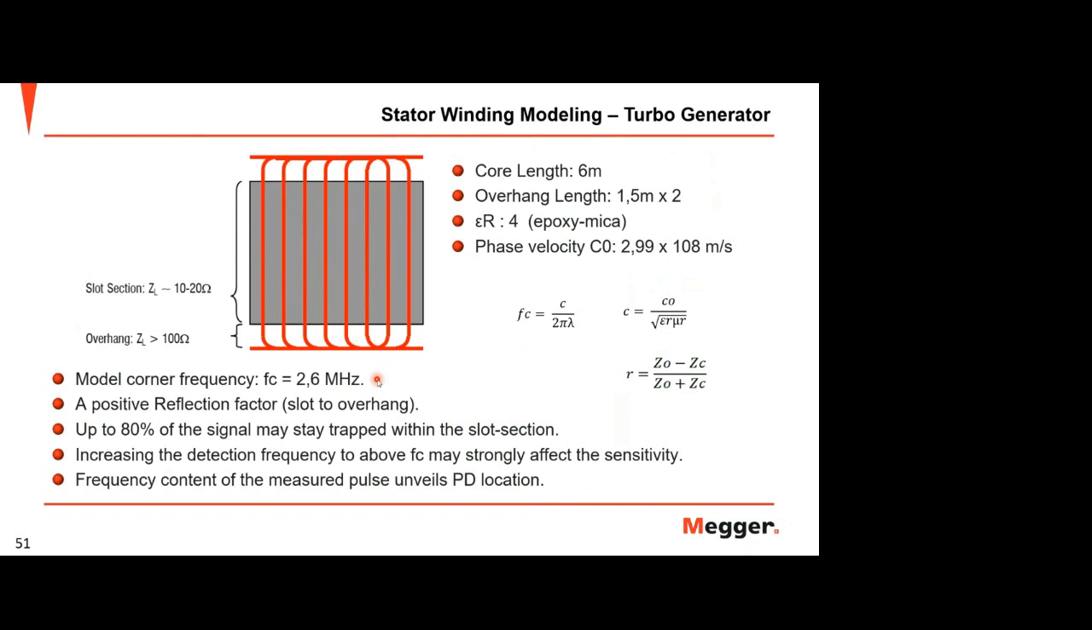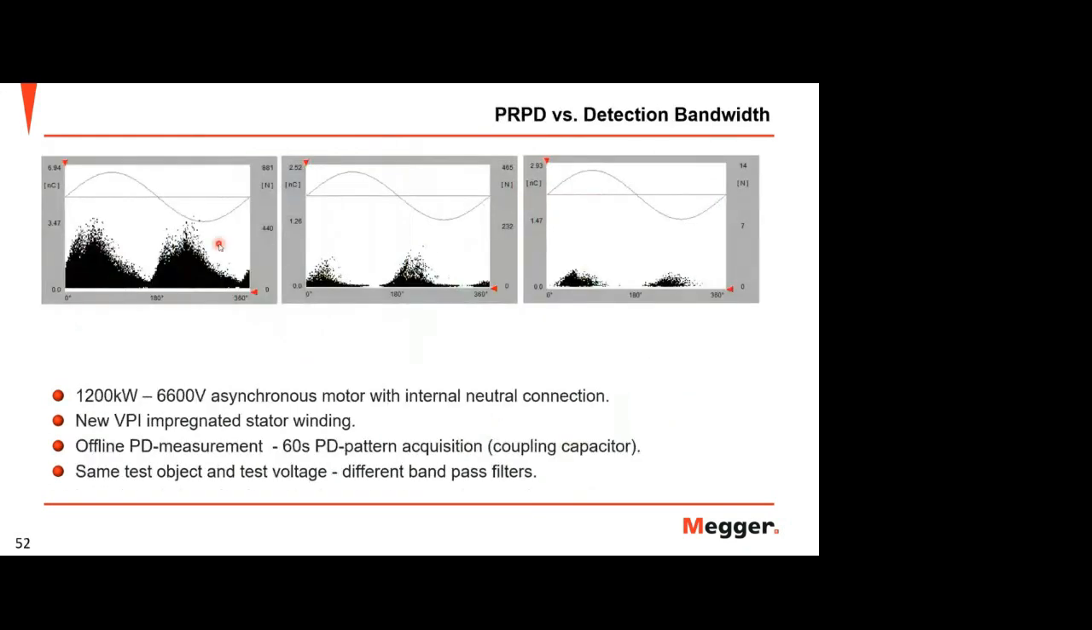at Megger, we use a frequency range below 20 megahertz, because based on this stator winding modeling and also this result, you can see we tried three measurements with different frequency ranges. The first one is less than 1 megahertz, the second one up to 20 megahertz, and the other one is up to 100 megahertz. From here you can see clearly that the signal is better when you measure below 1 megahertz, but this is only applicable when you use the offline method. When online, it is not possible because noise is too high. You cannot capture below 1 megahertz.